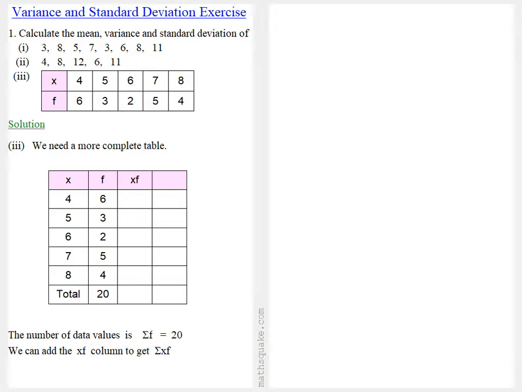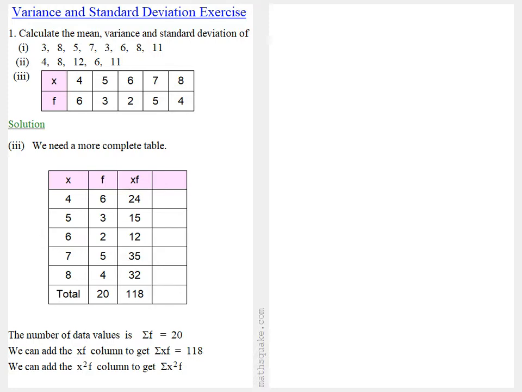So we create a column labelled xf and we multiply 4 times 6 to get 24, 5 times 3 to get 15, 6 times 2 to get 12, 7 times 5 to get 35, and 8 times 4 to get 32. We then add those numbers to get the total sum of all the numbers, and that comes to be 118. So sigma xf is equal to 118.